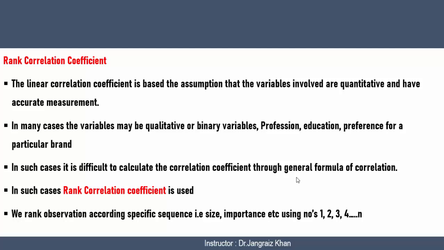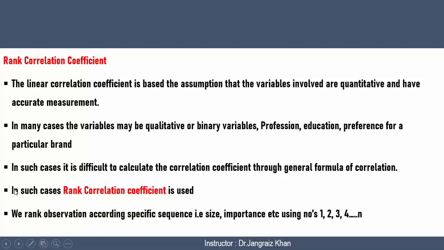They may be qualitative or binary variables like profession, education, preference, or a particular brand. Profession means employed, unemployed, educated, illiterate. So here a response is binary, where for one we put 1 and 0. Or you may have a preference for a brand among different brands. In such cases, it is difficult to calculate the correlation coefficient through the general formula, and in such cases we use a rank correlation coefficient.